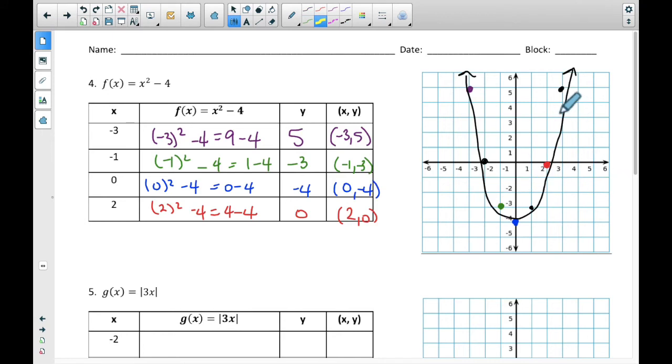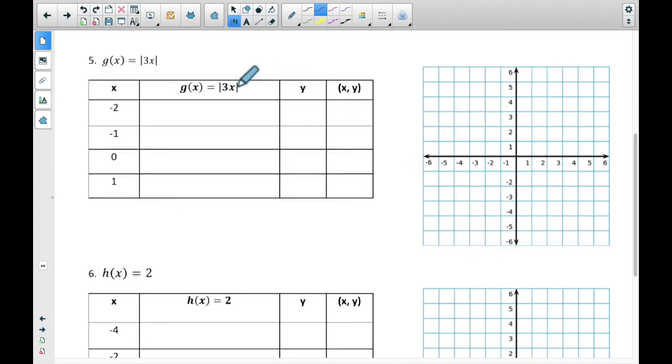The ones that you were supposed to know for now was this one, -3, 5. This one, which was 2, 0. This one, which is -1, -3, and this one, which is 0, -4. But I just want to point out that there is a pattern. Most functions will have some kind of pattern. Okay, remember this is an absolute value, and I'm not sure if you remember what an absolute value graph looks like, but it makes a V.